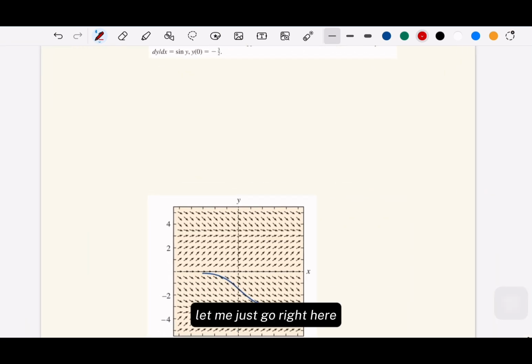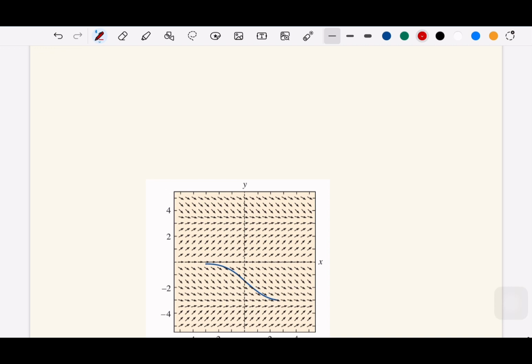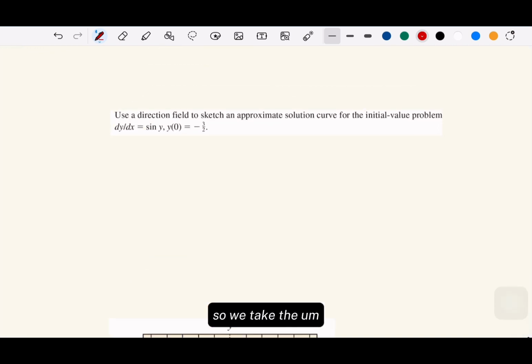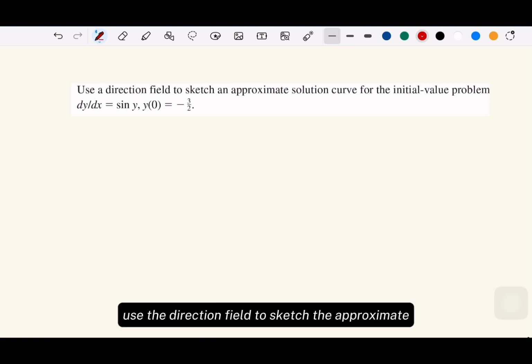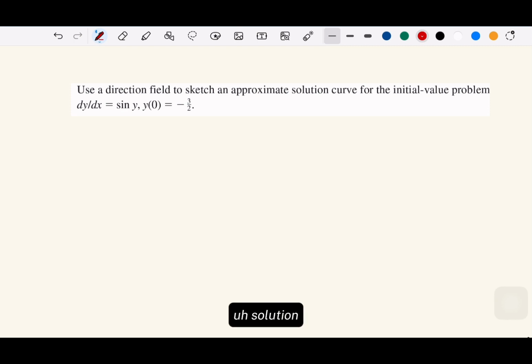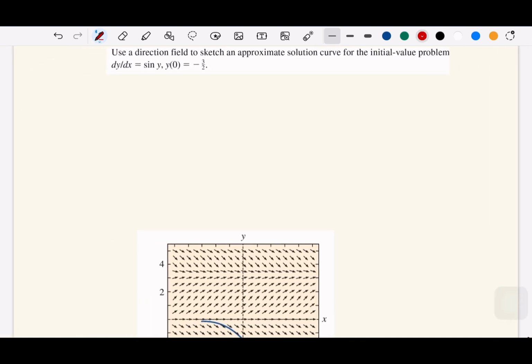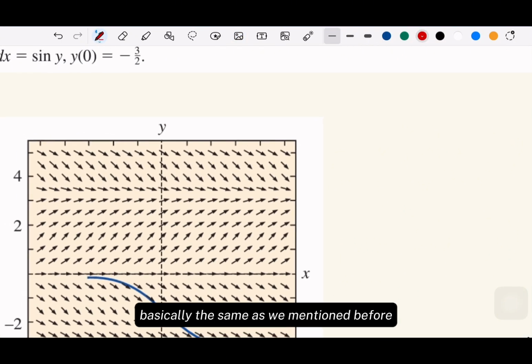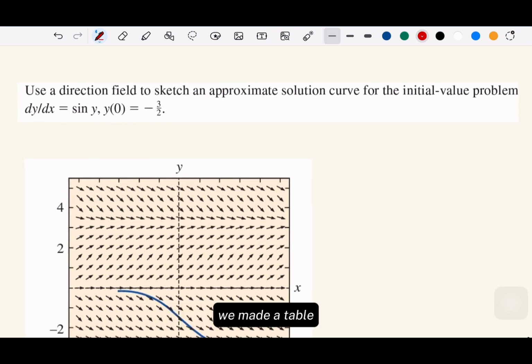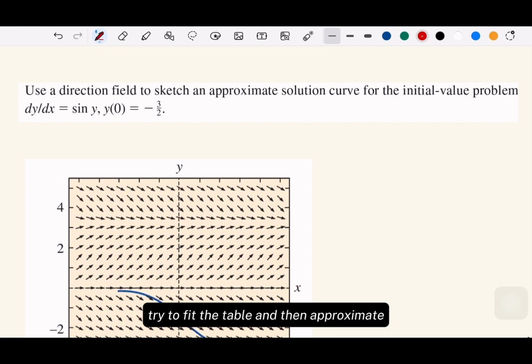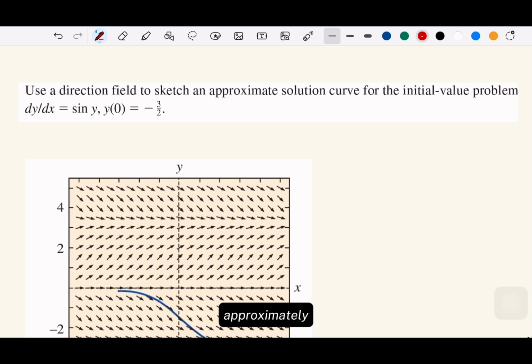So let me just go by here. If we use the direction field to sketch the approximate solution, for example, our equation is dy dx equals sine y, and then we put it into our direction field, and we get this. And how to get this? Basically the same as we mentioned before. We make a table. We set up some x and y, try to fit the table, and then approximately draw the slope point by point. Or just go to GeoGebra, find the slope fields, and just put the equation inside.